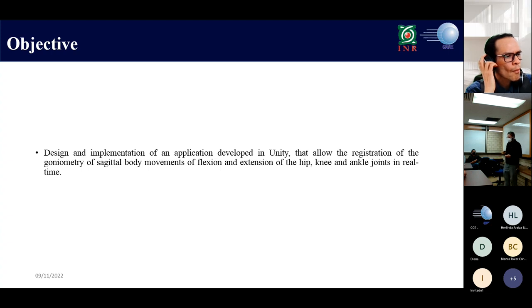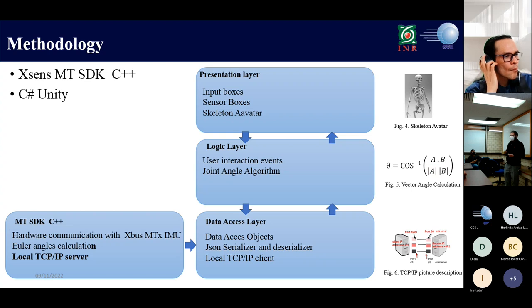Currently, in our laboratory, we have an optical system, which is really hard to take outside. So we are starting to develop systems that allow us to study the motion of persons outside or in their home. That's why we are developing systems based on inertial measurement units. We are developing an application based in Unity that keeps track, in the sagittal plane, of the hip, the knee, and the heel. This can allow us to make gait analysis outside or in other places.